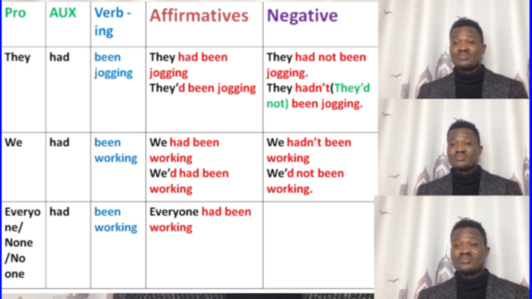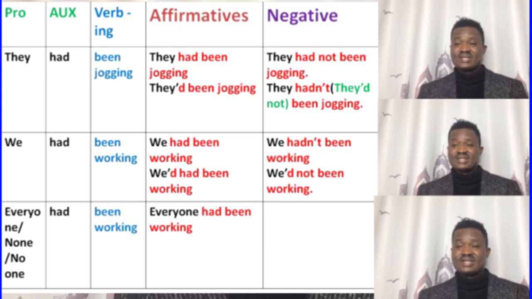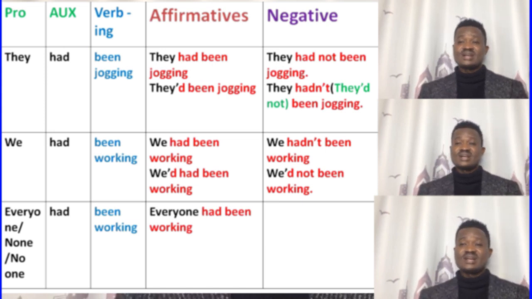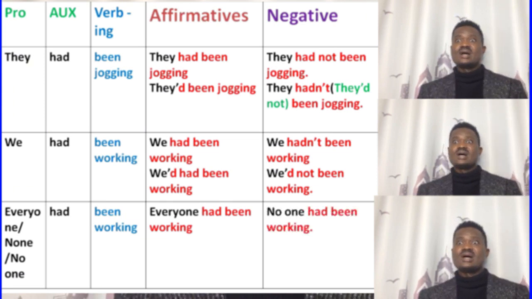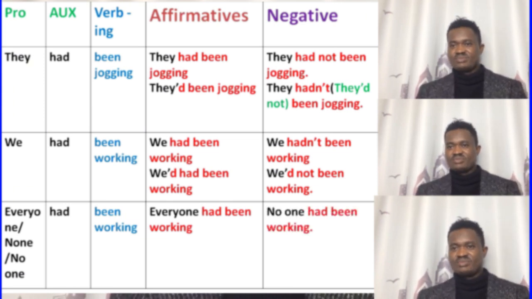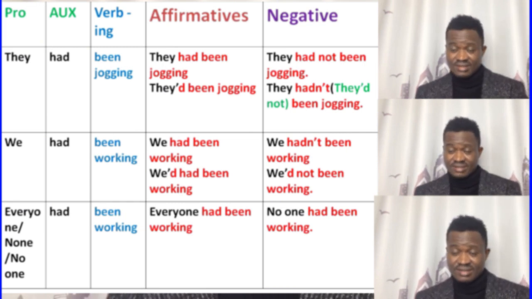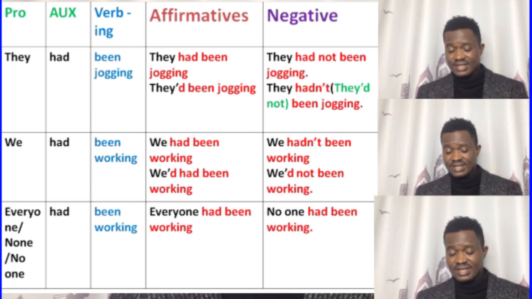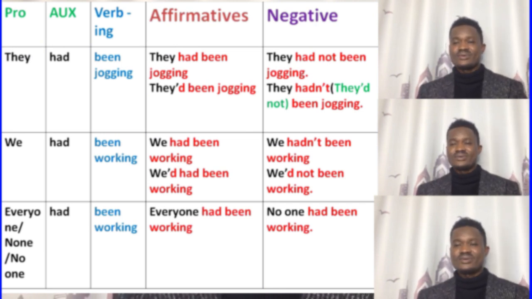So everyone indicates a positive form. None indicates negative form. No one indicates negative form. Somebody, the positive form. So when you're dealing with indefinite pronouns, you have to know the negative and the positive indefinite pronouns. All right. So the negative one is going to be: no one had been walking. No one had been walking. So that is a negative form. Okay. No one had been walking. None had been walking. These are all indicating negative. All right. Okay, guys. So there is the plural form. All right. So now we've got to go to the interrogative form.